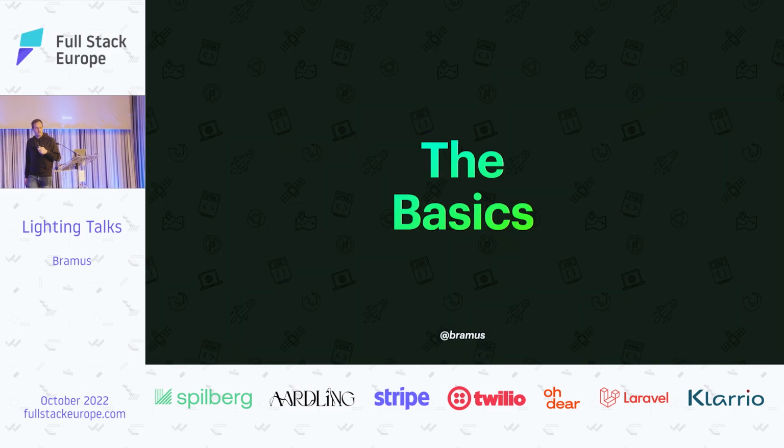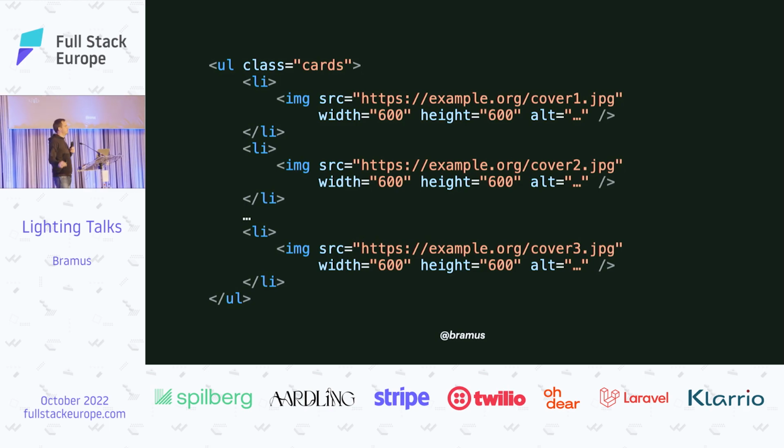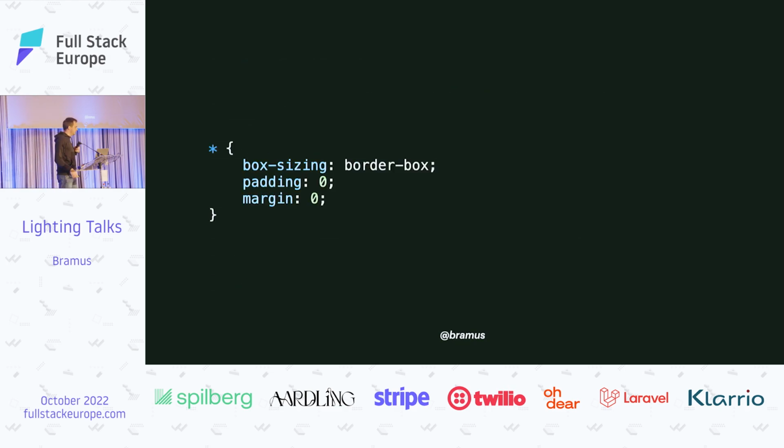Let's start with the markup. This here is the markup. We have an unordered list, and then every cover is an image tag in there. Don't forget to set the width and the height, by the way, very important attributes. As for our CSS, we start off with a little CSS reset, because this just makes our life easier to write any further CSS down the line.